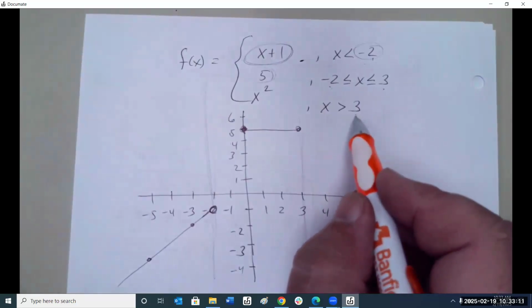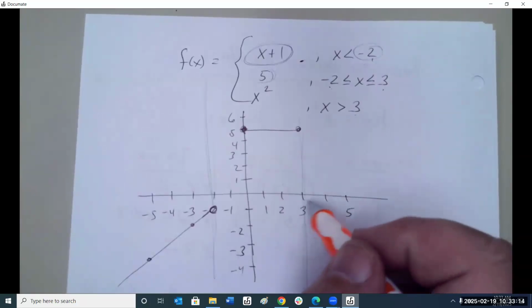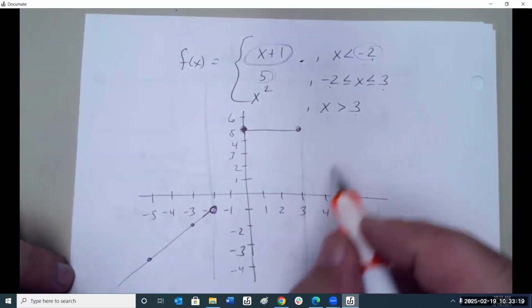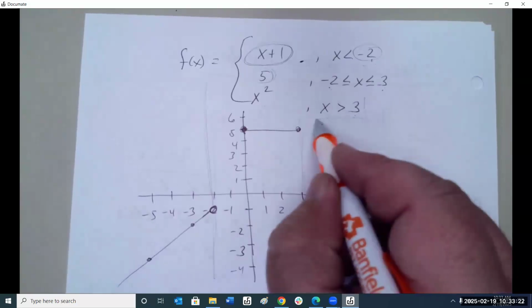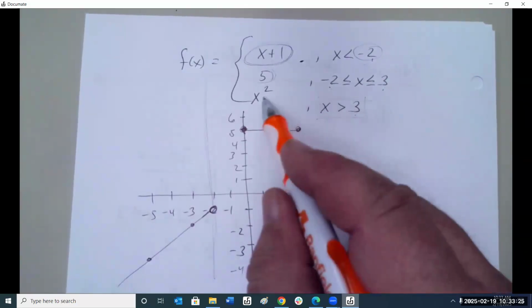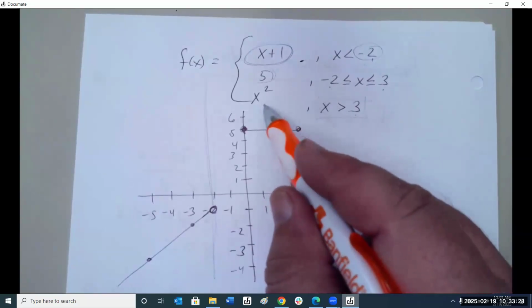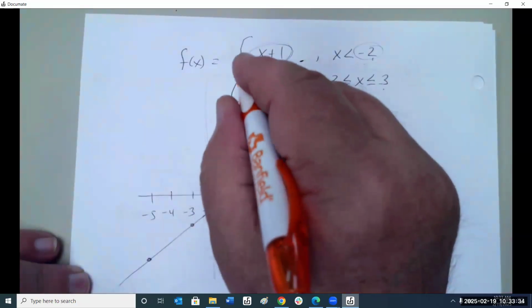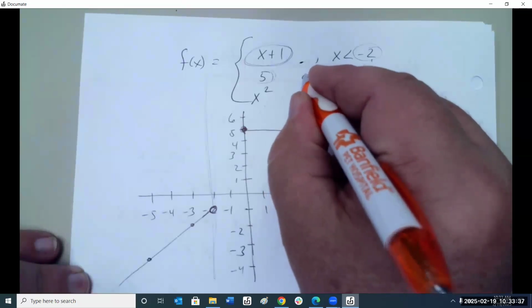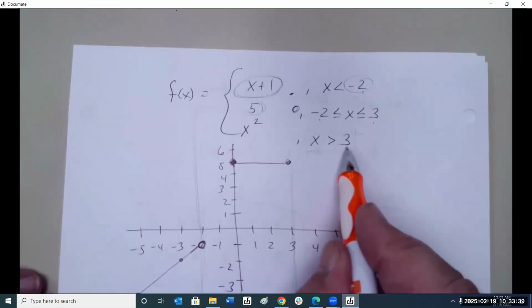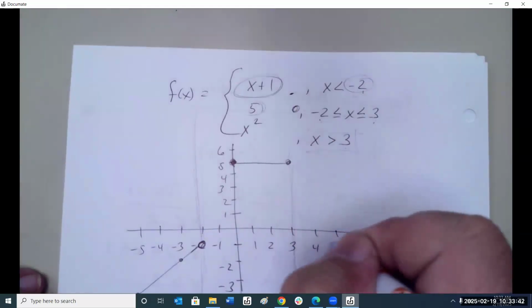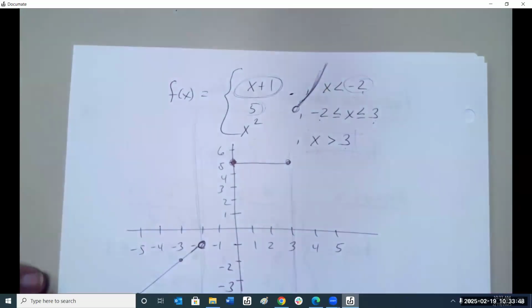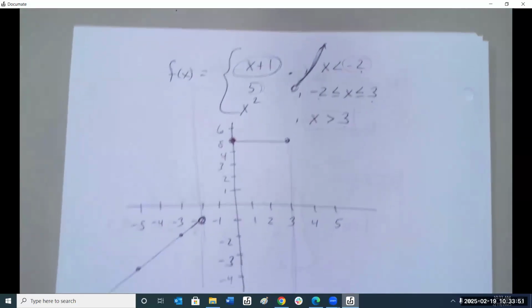And then for the third graph, from anything greater than 3, I use x squared. So you always have to start off where it says. If I put +3 in there, I get what? 3 squared is 9. So at 9, I put an open circle, because I can't use 3. Then at 4, I get 16, and we know what the graph looks like from there. It goes on, it's a curve. So there's my graph for that function.